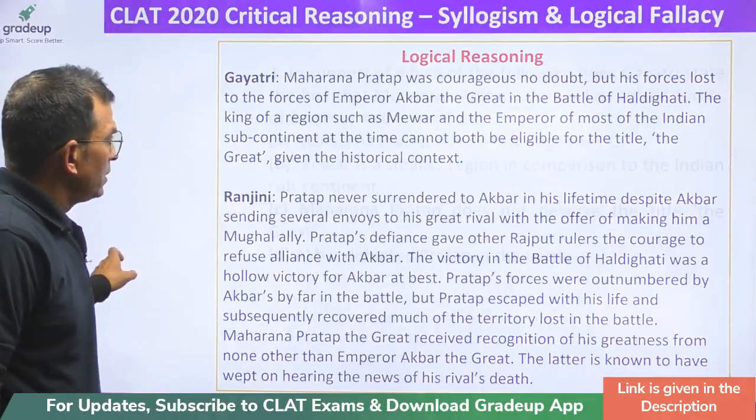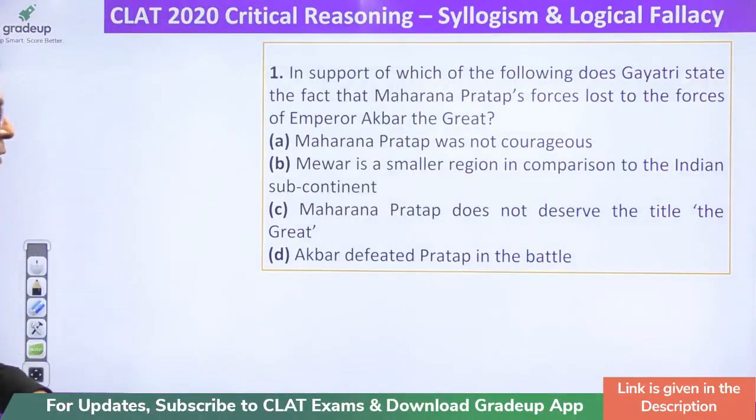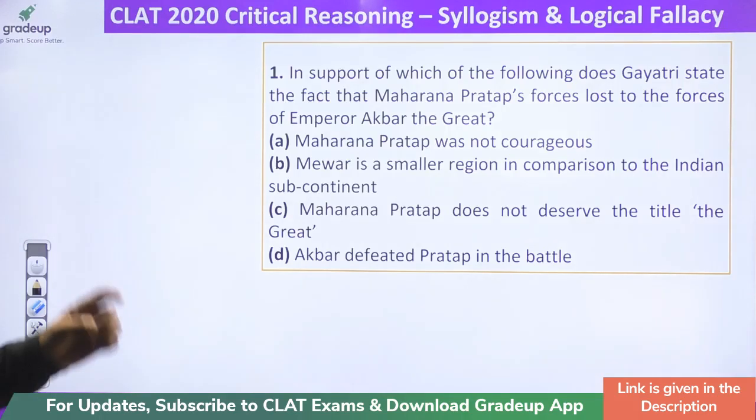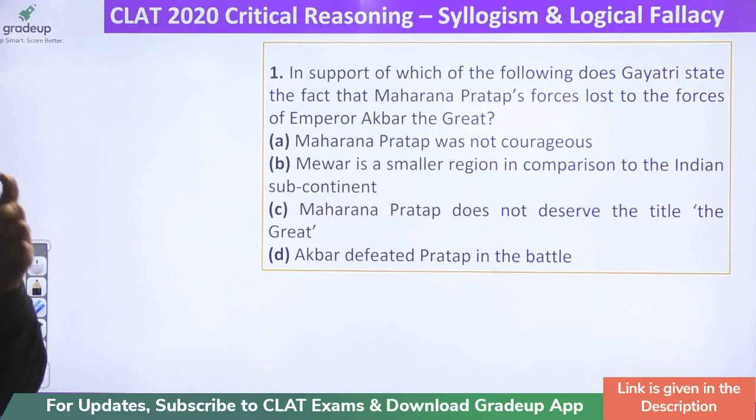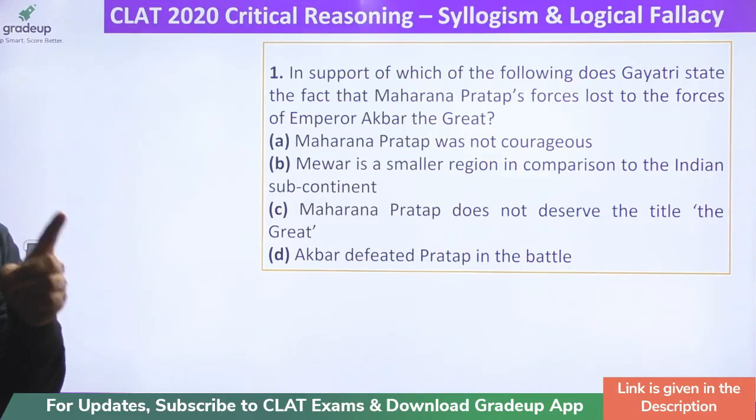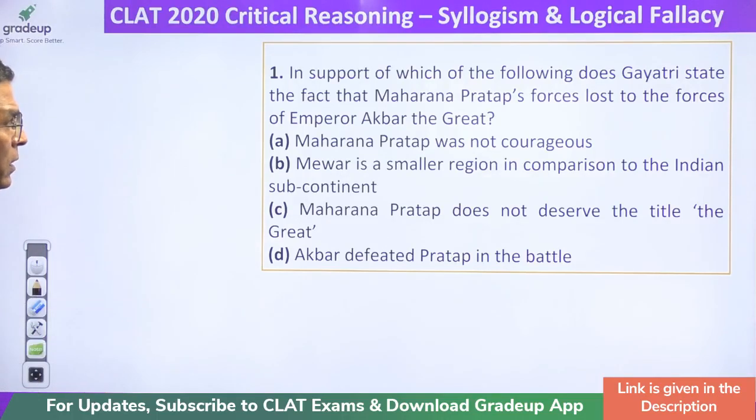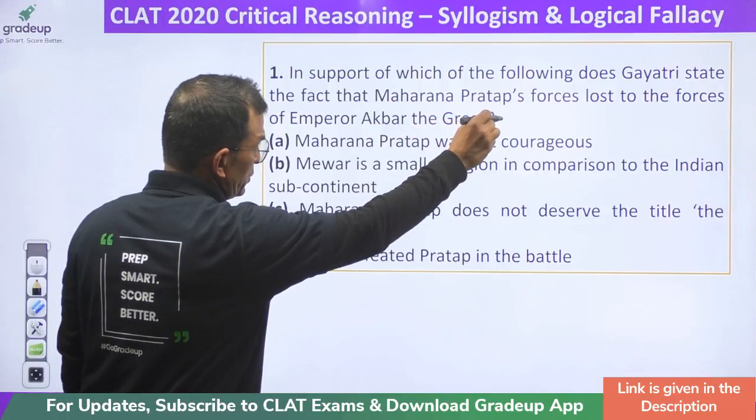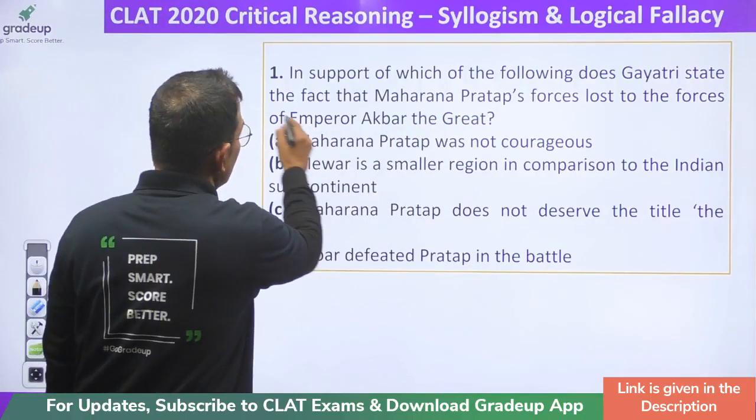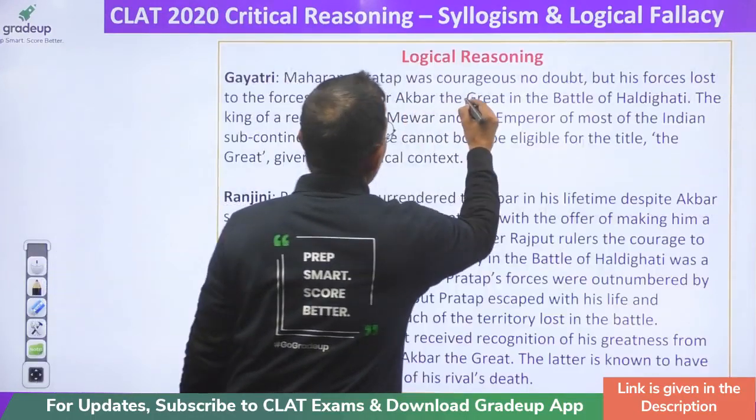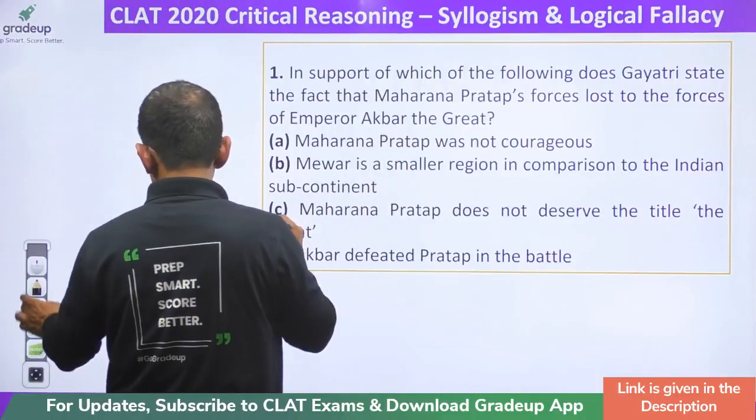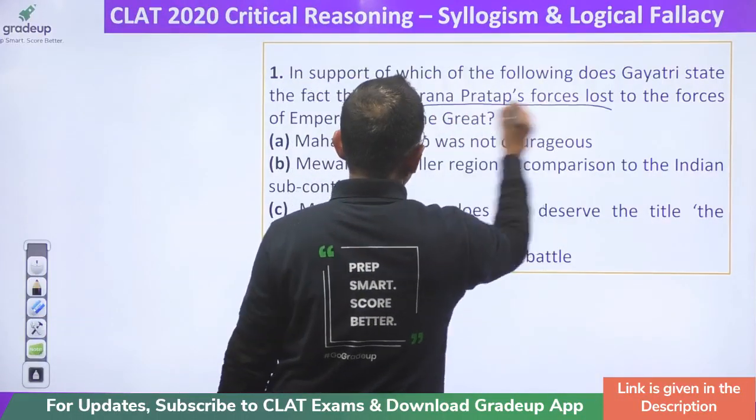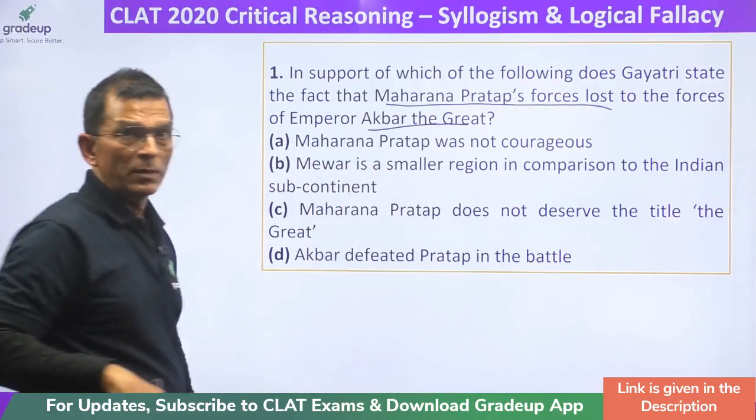Okay. Now, tell me, in support of which of the following does Gayatri state the fact that Maharana Pratap's forces lost to the forces of Akbar? It must come from the first paragraph itself. What are we trying to prove? This supports which one of Gayatri's statements? What was Gayatri's statement?